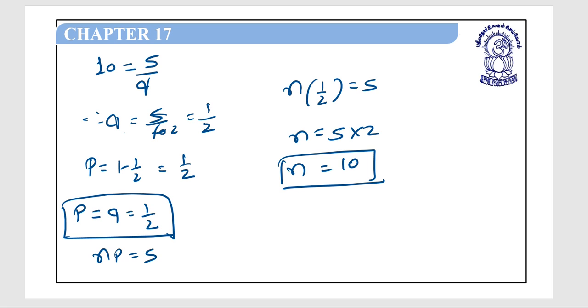From q we can find out p easily. So p is equal to 1 minus q. So p is equal to 1 minus 1 by 2, which is 1 by 2. So p is equal to 1 by 2, q is equal to 1 by 2.